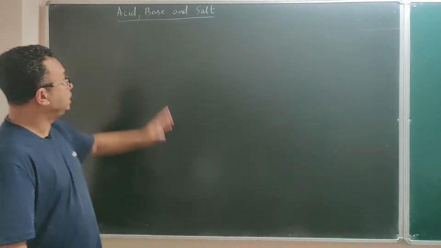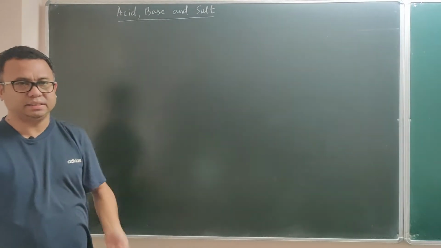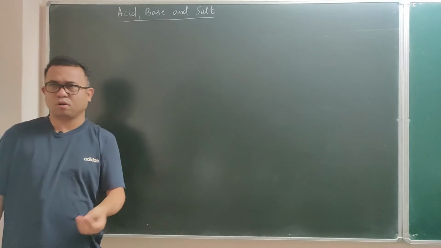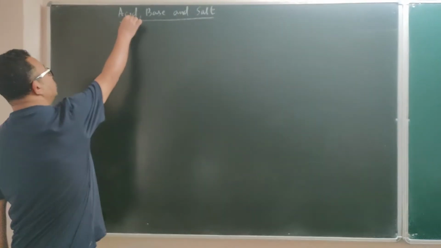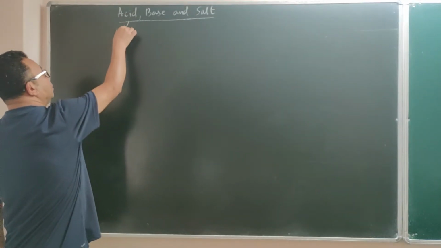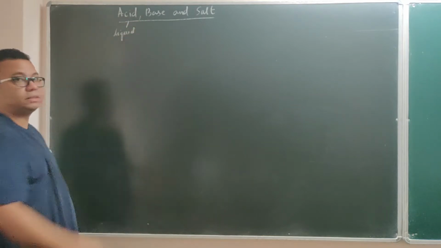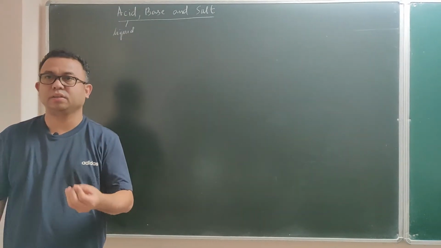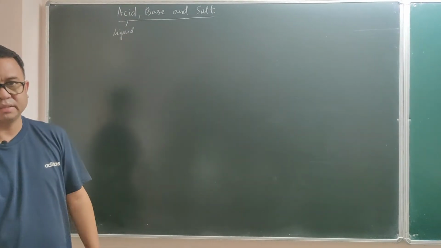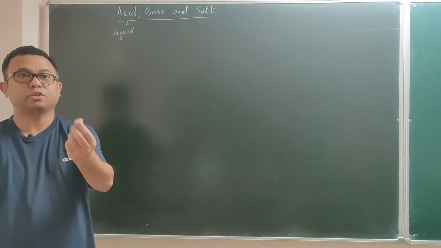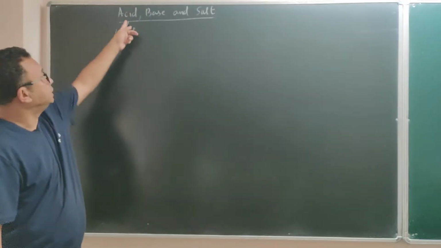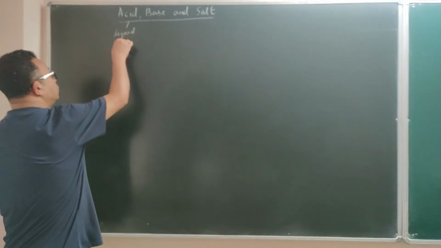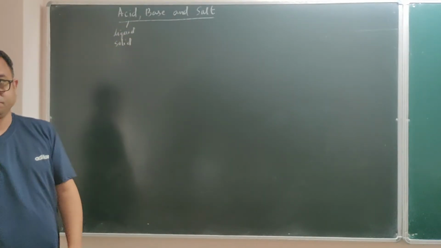Now if you really talk about acids and bases, what are acids? Physically, acids are usually liquids, but it doesn't mean that all acids are liquids, because there are also acids which are solid. For example, I mentioned boric acid and oxalic acid, they are solid. So acids can be solid also. So they are usually solids and liquids.